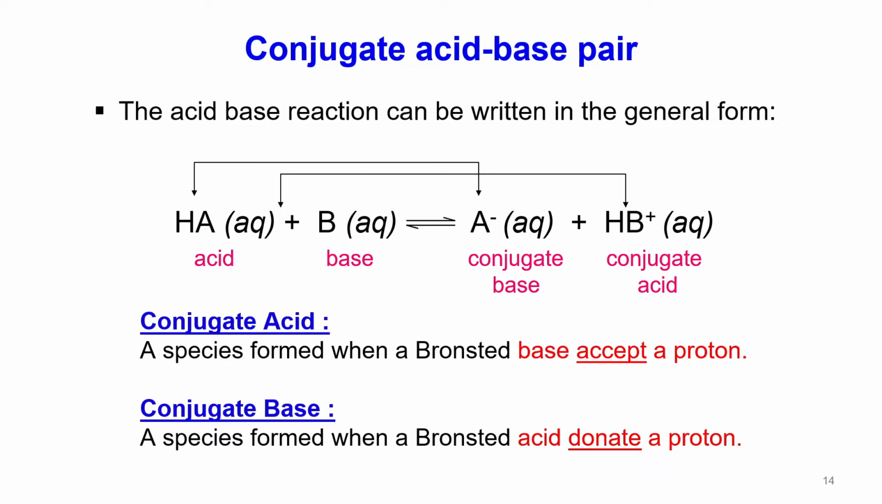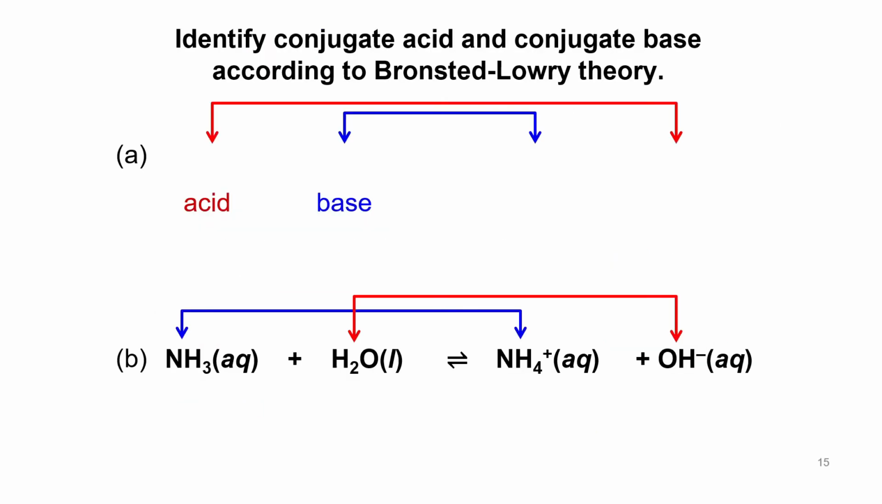Conjugate means, conjugate sebenarnya dia berasal daripada conjugate base, dia berasal daripada acid. And then conjugate acid dia berasal daripada base. Okay, conjugate ni dia lawan, dia dekat sebelah kanan, at our right hand side. Okay, so identify conjugate acid and conjugate base according to Bronsted-Lowry Theory.